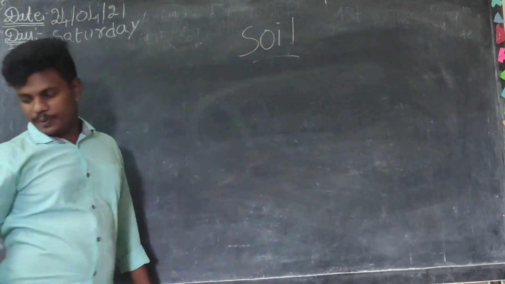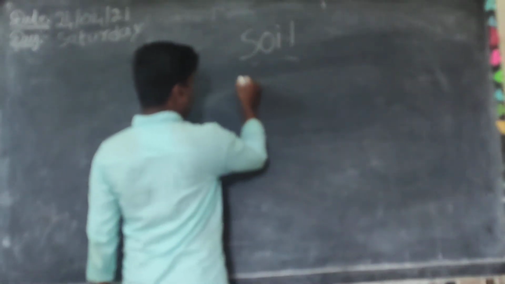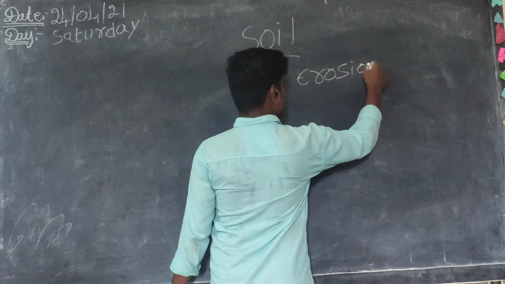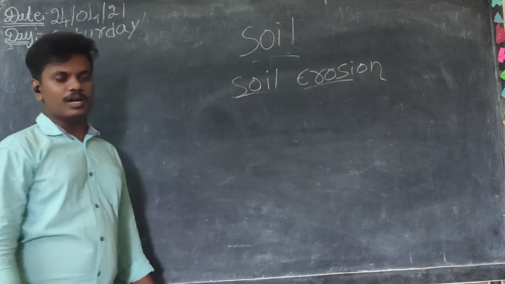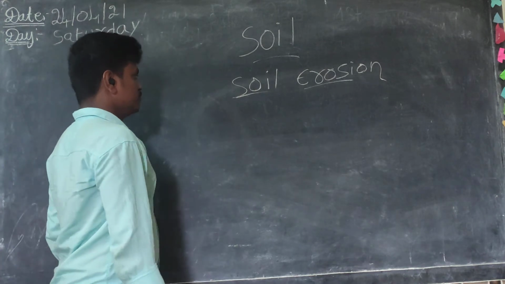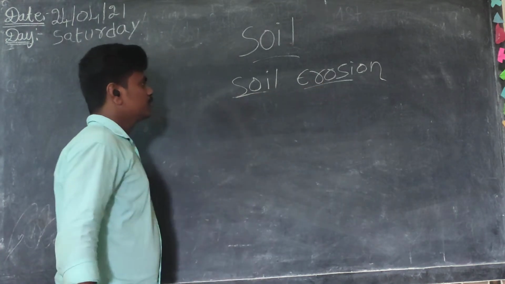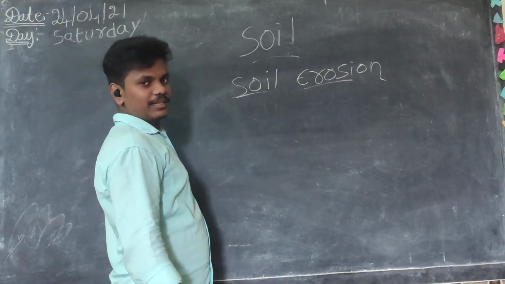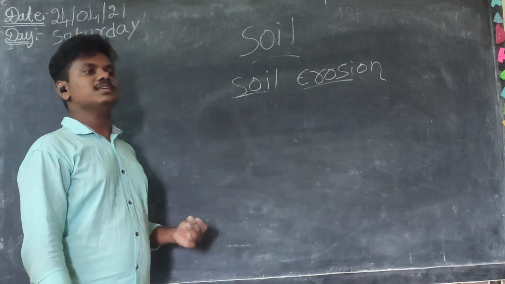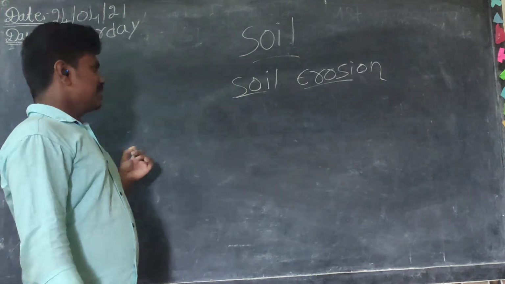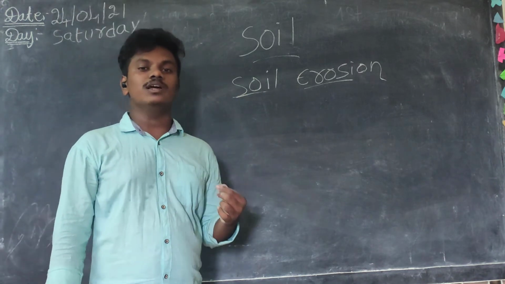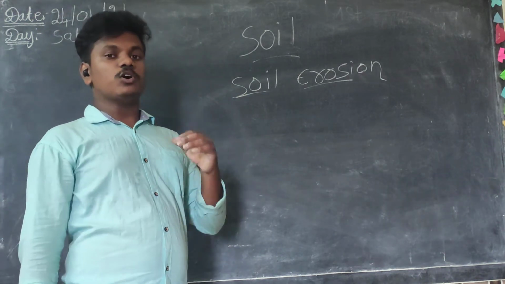Next, what is the second topic that we are going to learn today? Soil erosion. What is meant by soil erosion? Does anybody know or not? Okay, let's see. We all know about soil. For our cultivation, growing plants, trees, fruits, everything that we are using nowadays needs soil. So the removal of the topmost layer of soil is called soil erosion.